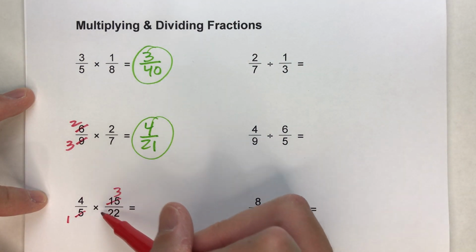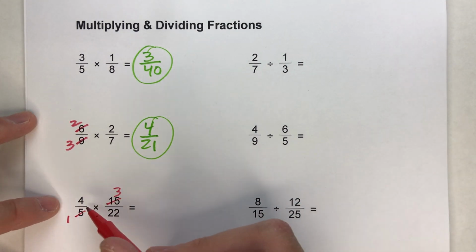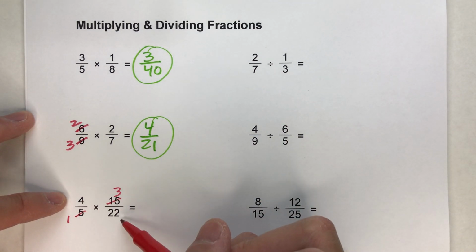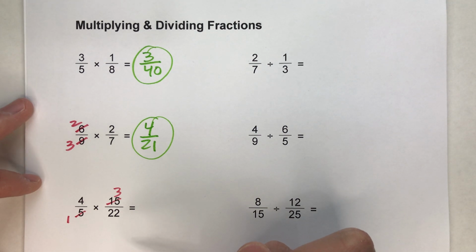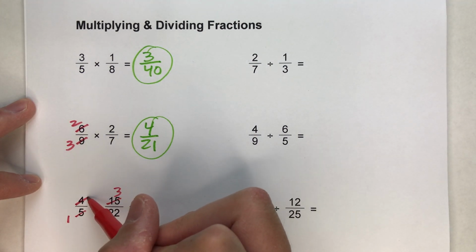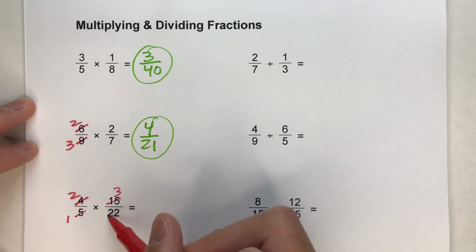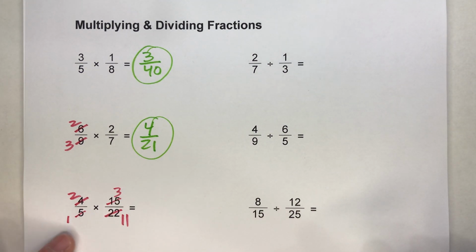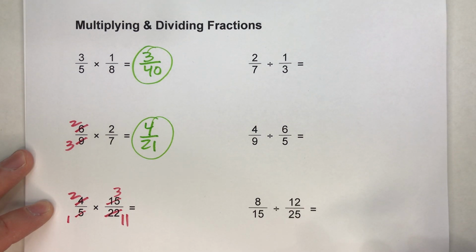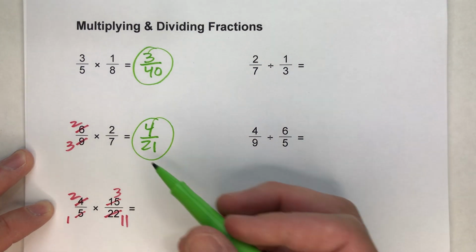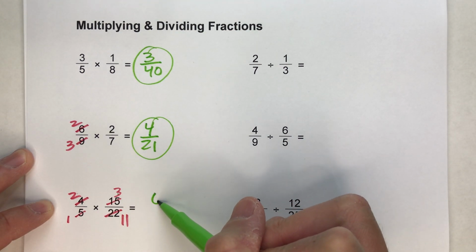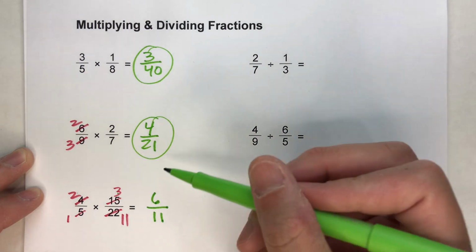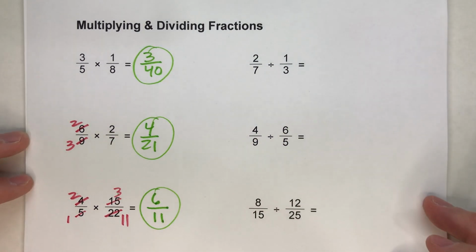All right? Now similarly, check out diagonally this way, 4 and 22. We can reduce this way too because there is a number that goes into both 4 and 22. 2 goes into both of them. 2 goes into 4 2 times, and 2 goes into 22 11 times. So now that I've simplified this problem, when I multiply it, I'll be dealing with much smaller numbers. 2 times 3 is 6, over 1 times 11 is 11. And notice, I can't simplify that, so that's my answer.